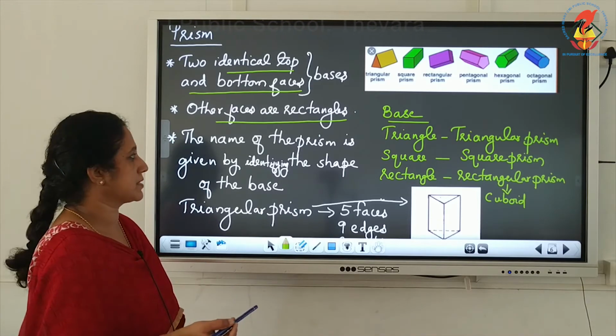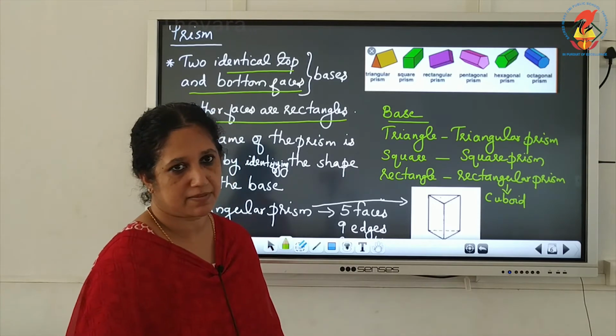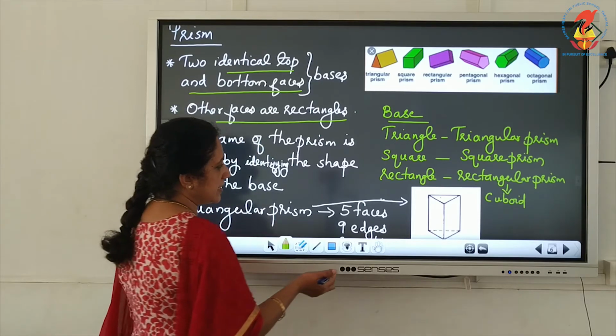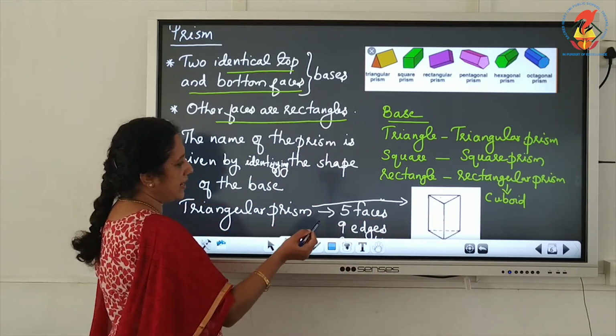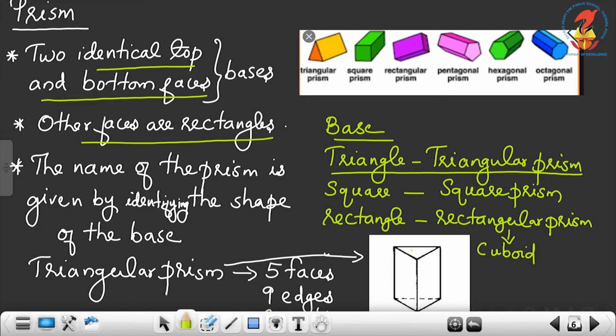Now how can we name a prism? The name of the prism is given by looking at the shape of the base. You can see that 2 identical faces are known as the bases, and if the shape of the base is a triangle, we call it a triangular prism. If the base is square shape, it is a square prism, and if the base is a rectangle, it is known as a rectangular prism. Another name for the rectangular prism is cuboid.